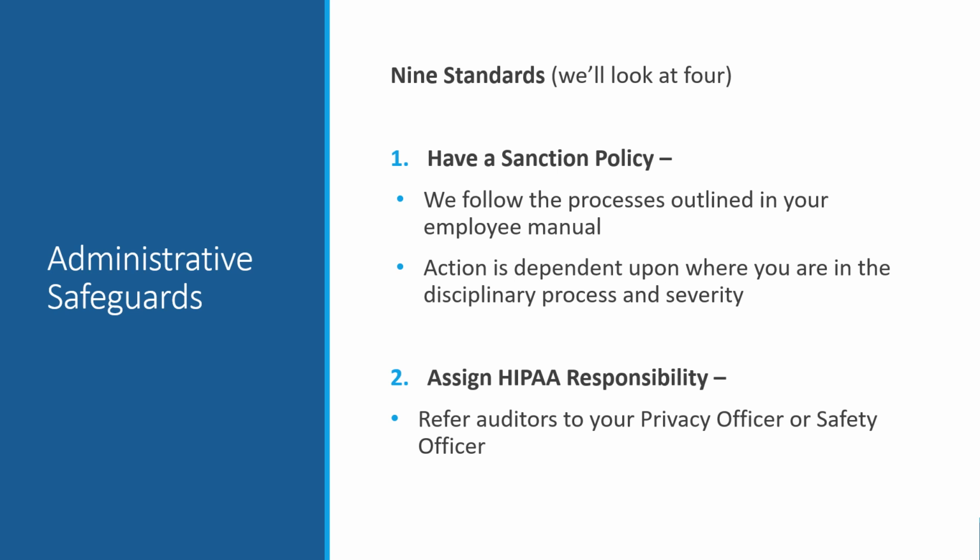If your action is severe enough, for instance, you're selling identities, then you will probably be asked not to return to work. The second item is that you have to assign responsibility. If you have an auditor ask you who your HIPAA coordinator is, you need to know that it's your privacy officer. Answer the auditor and then remove yourself from the conversation. Send your designee an email with a heads up and then continue on with your job for the day.